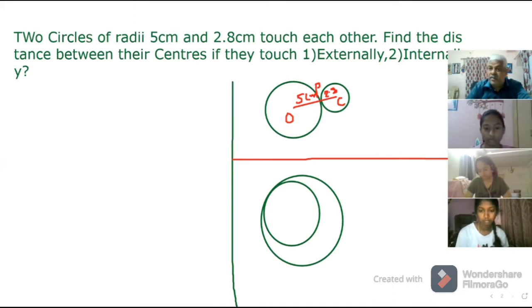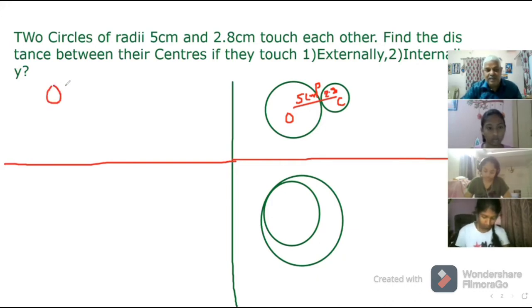For all ICSE and CBSE state students, there you have to find the length of the tangent, instead of the distance between the centers. Observe, this is a very simple problem. You have to find the distance between their centers. Absolutely very easy sum for you. OC measurement you have to find.